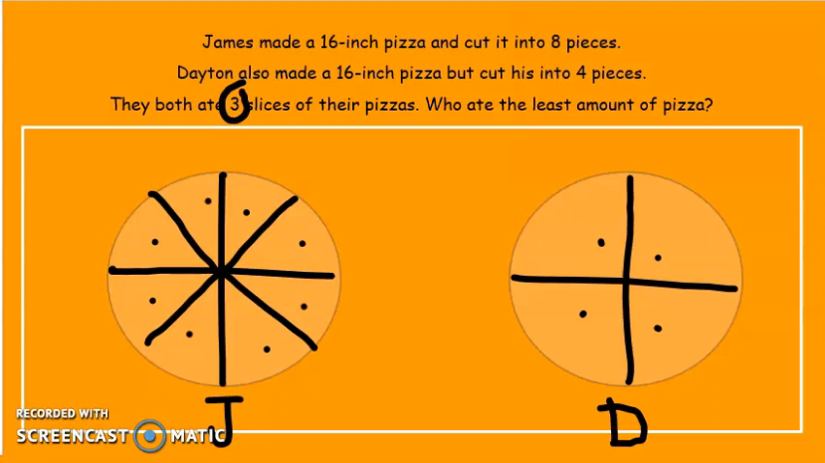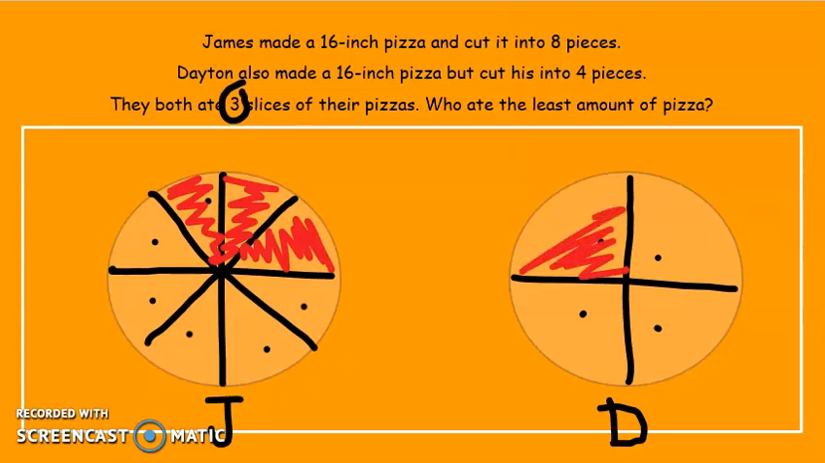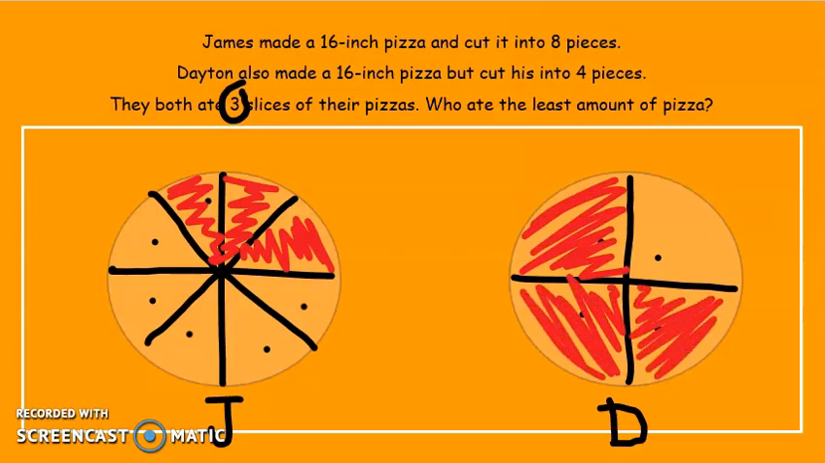If you remember cubes, you might have used that strategy already and gone through and circled your problem, so you were a step ahead of me. I'm going to shade in 3, because if they each ate 3: 1, 2, 3. Dayton ate 3 as well. Ooh, looks like Dayton's pieces are a lot bigger than James's pieces. You must have been hungry, Dayton.